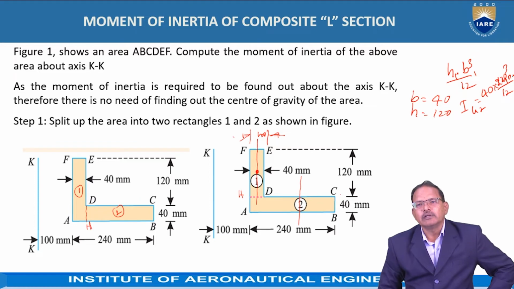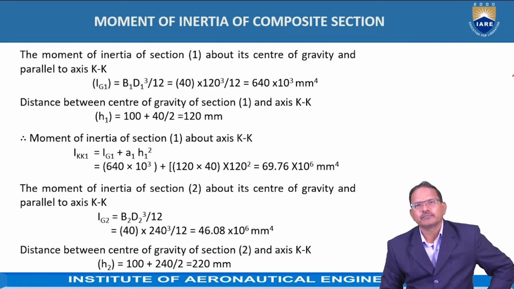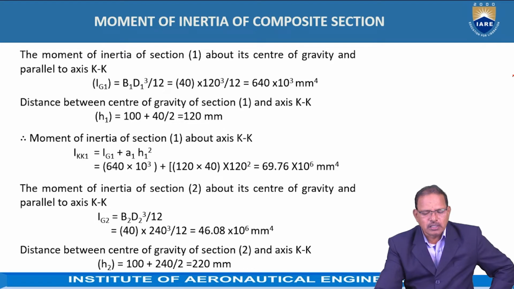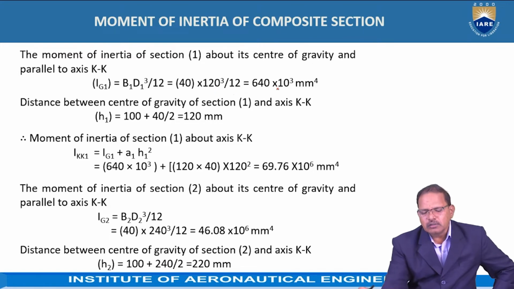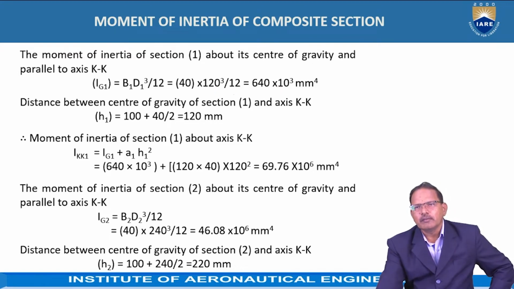Okay, first of all we have to determine the moment of inertia possessed by the segments EFHD as well as ABCH about the central axis passing parallel to the reference line KK as shown in the figure. Now we are taking the moment of inertia of the first section about the central axis, which is parallel to the KK. It is equal to IG1 is equal to b1 d1 cube by 12, that is 40 into 120 cube divided by 12, which is equal to 640 into 10 to the power of 3 mm to the power of 4.